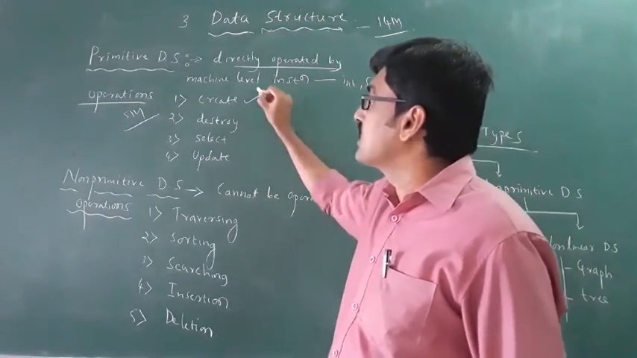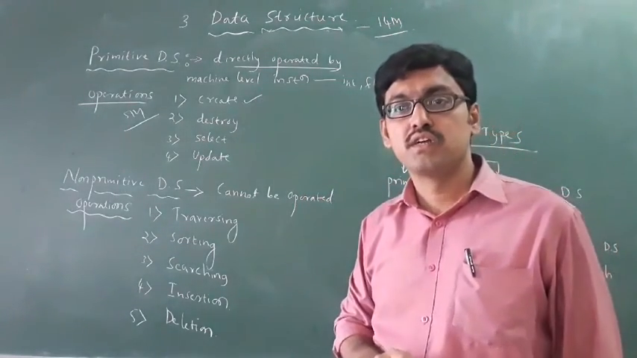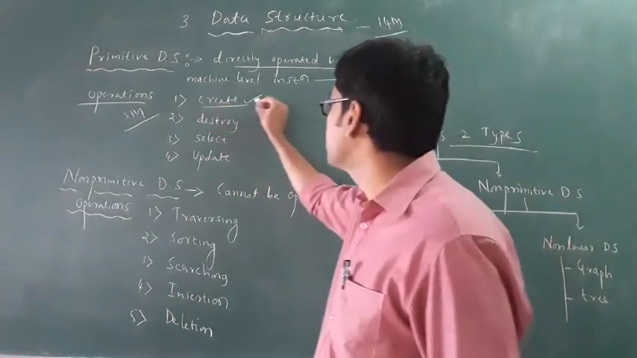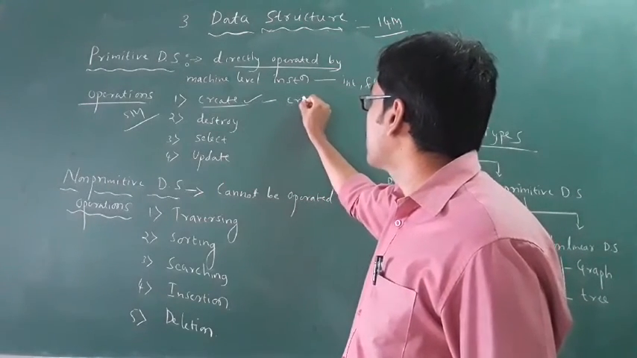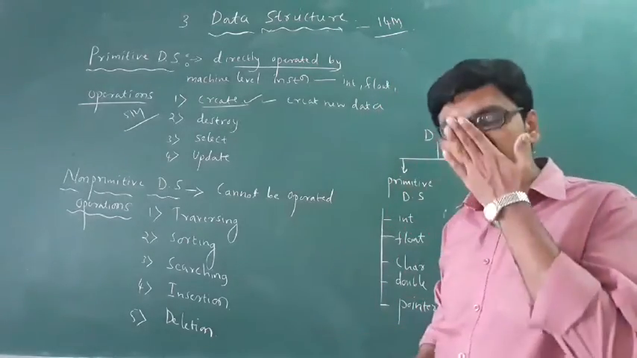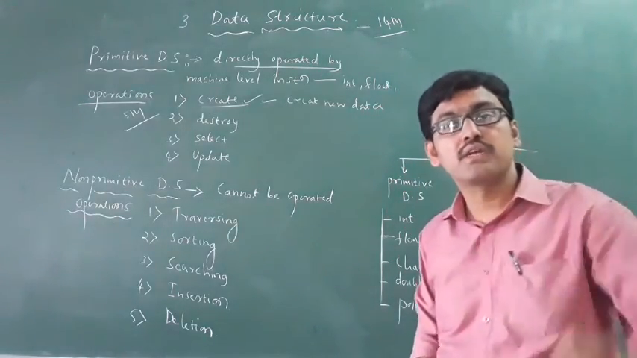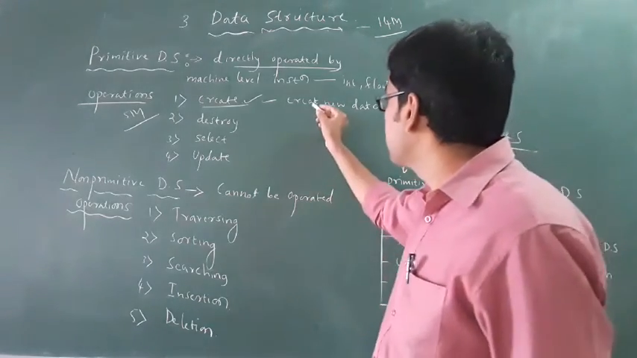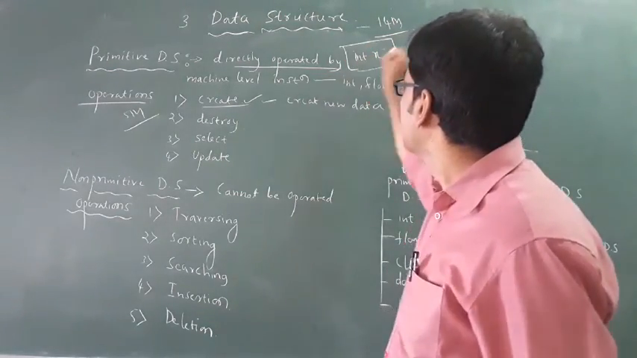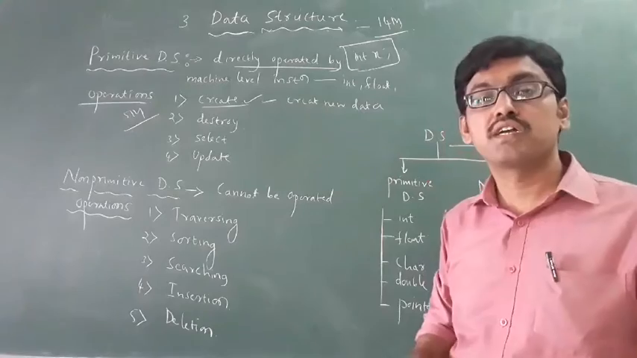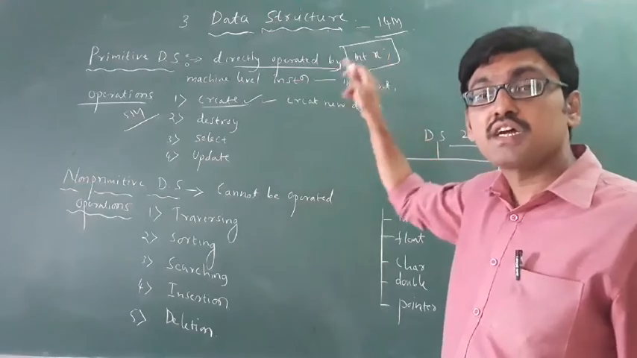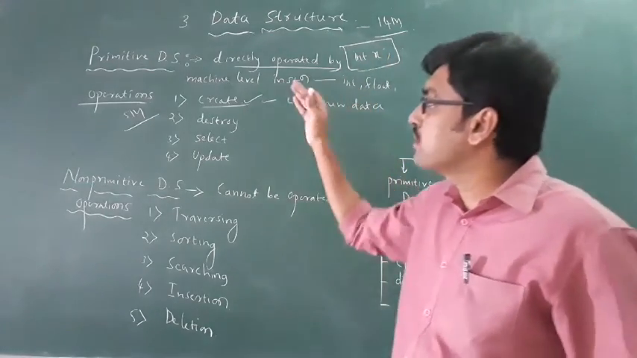First one is create. What is the create operation? As the name implies, this operation is used to create new data. How to create new data when you are writing a program? For example, int x. This is creation. Int x means declaration of a variable, nothing but creating a data. Int x means 2 bytes will be allocated for this. This is called creation.